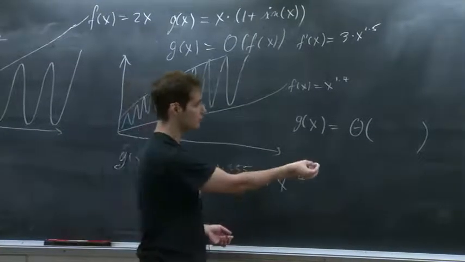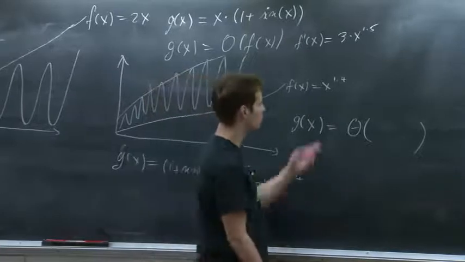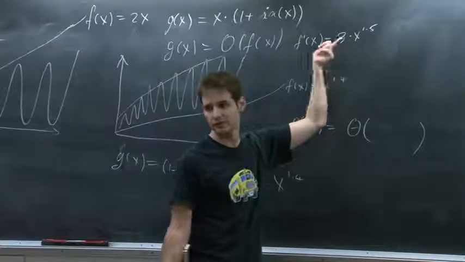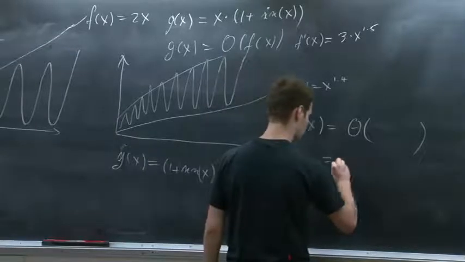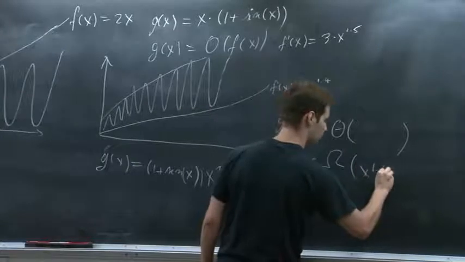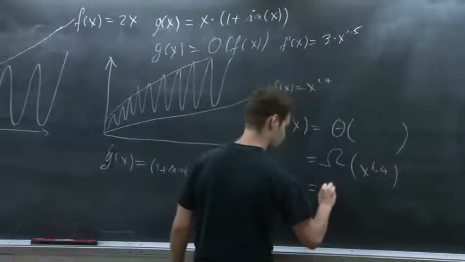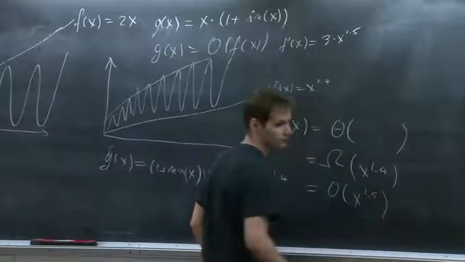Because no matter what I put in here, it's not going to be correct. The lower bound is this, the upper bound is this. But what I can do is say that I know for sure that it is theta of x to the power of 1/4. And by the way, I can also say that it is order of x to the power of 1/5.